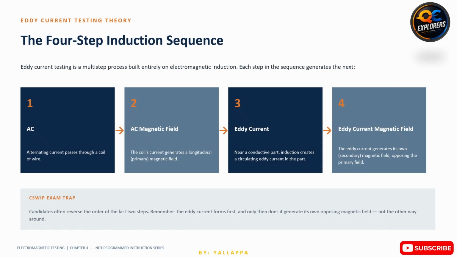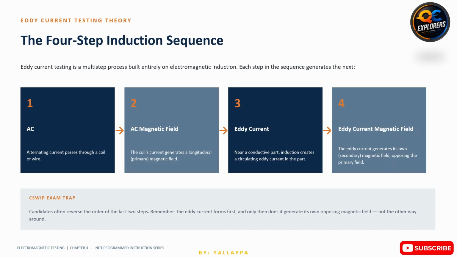This slide summarizes the complete sequence of electromagnetic induction in 4 logical steps. First, an alternating current flows through the inspection coil. Second, this alternating current generates the primary magnetic field around the coil. Third, when the magnetic field reaches a conductive material, it induces circulating eddy currents within the component. Finally, these eddy currents create their own secondary magnetic field that opposes the primary magnetic field. This sequence always occurs in the same order.